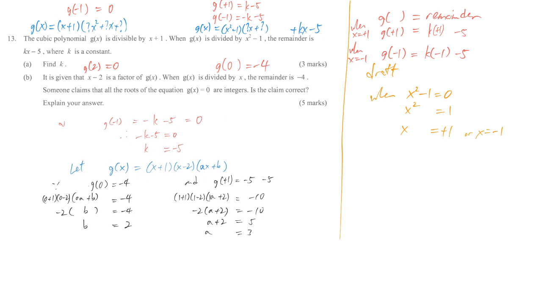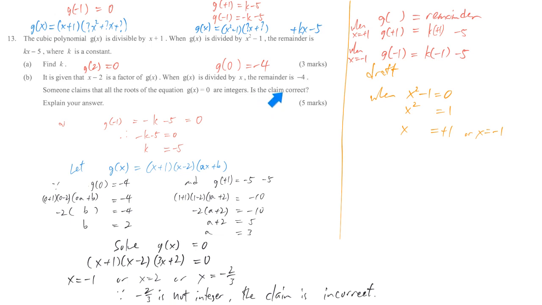Now we write the whole equation. We are going to solve g(x) equal to 0. We have the full picture of g(x): x plus 1, x minus 2, and the last factor should be 3x plus b, that means 2. To solve it, we have x equal to negative 1, or x equal to 2, or x is equal to negative 2 over 3. The first two are integers, but the last one is not an integer, so we have to disagree with the claim. They ask if the claim is correct, and the answer is incorrect.